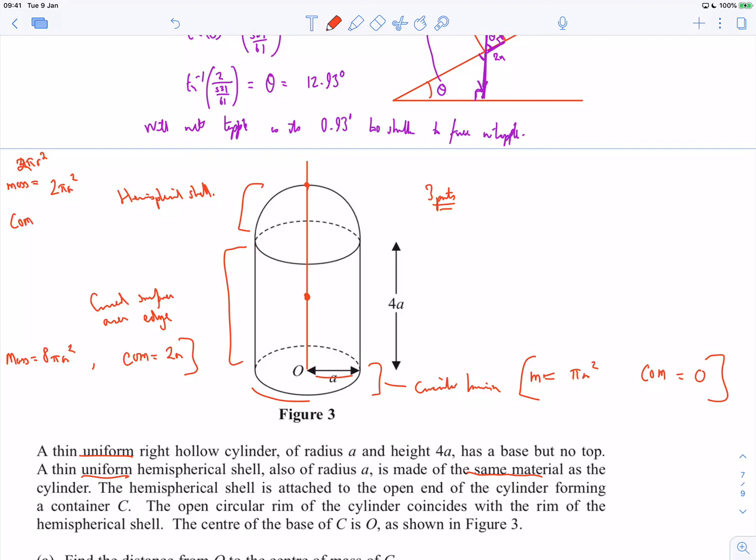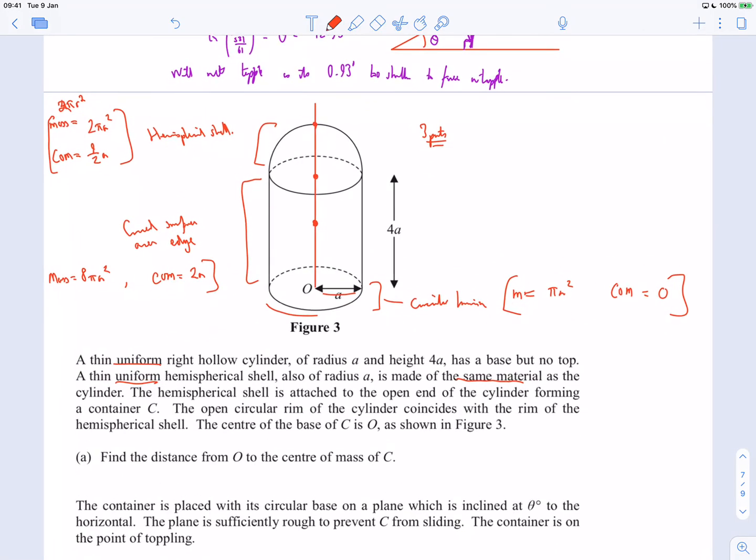And the centre of mass of this thing, we know for a hemispherical shell, it's a/2 from the centre, i.e. from here. So it's a/2 plus the 4a, which is actually 9a/2 from O, remember. You've got to remember it's all got to be from O. And now actually we're ready to go, right?